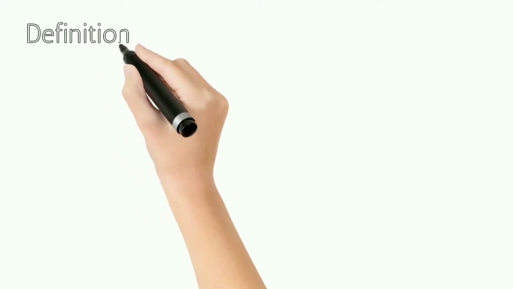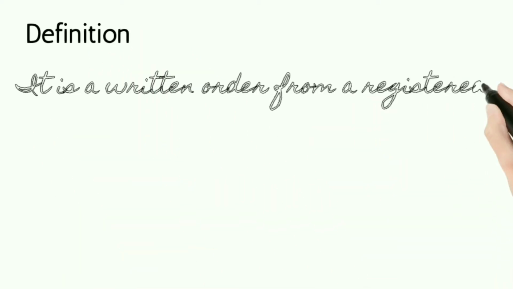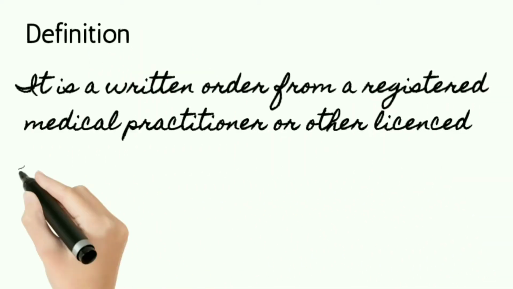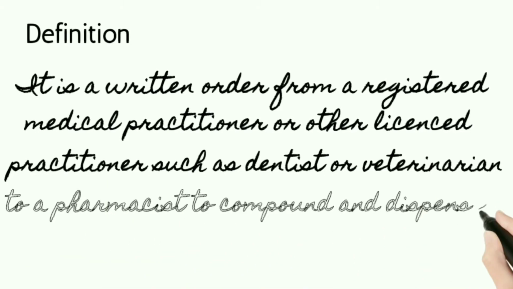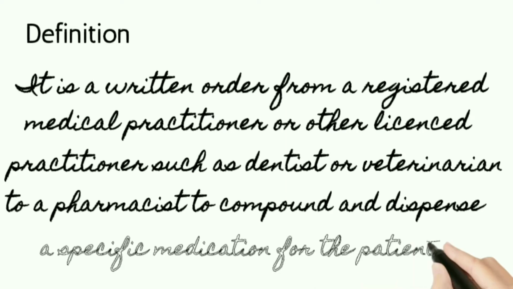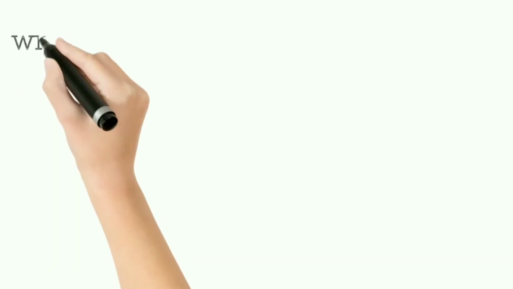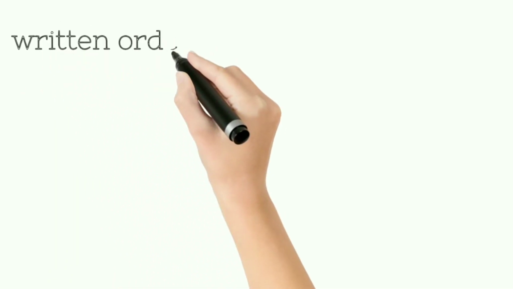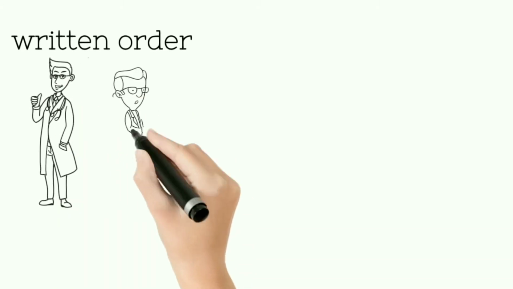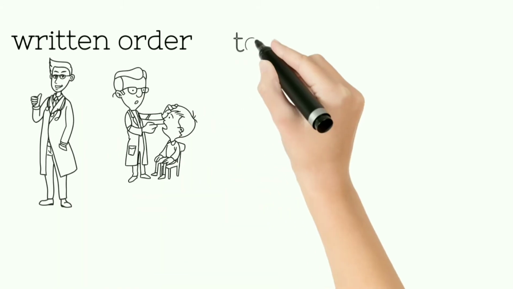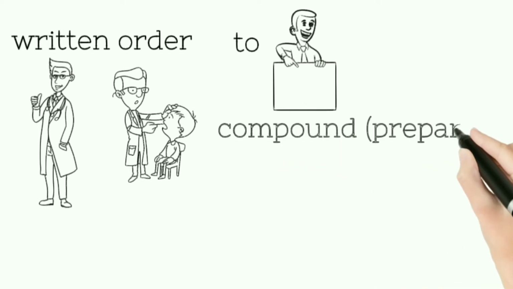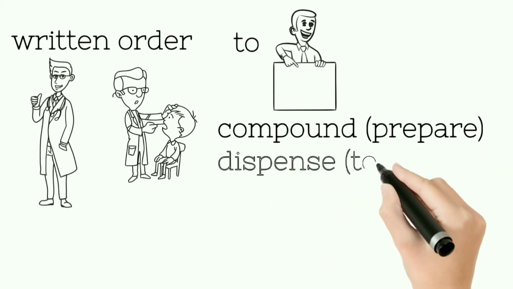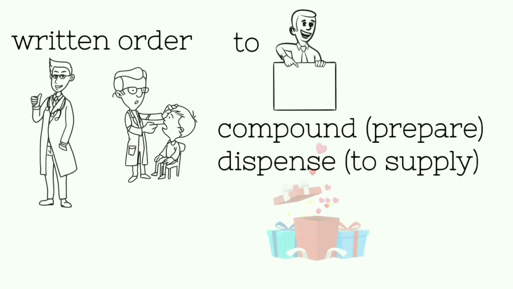Let's see the definition. It is a written order from a registered medical practitioner or other licensed practitioner such as a dentist or veterinarian to a pharmacist to compound and dispense a specific medication for the patient. In pictorial form, it is a written order from a physician, veterinarian or dentist to a pharmacist to compound, which means to prepare, and to dispense, which means to supply a specific medication for the patient.